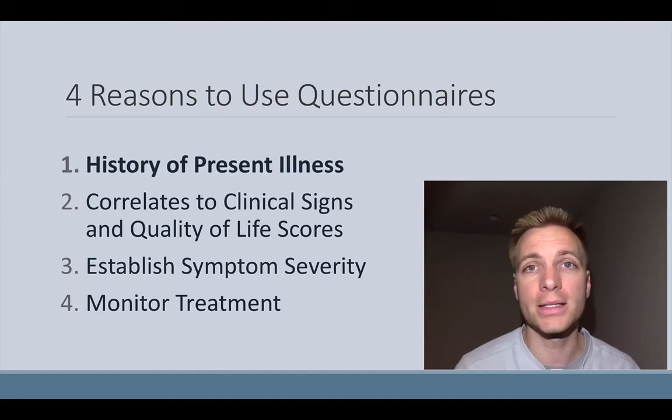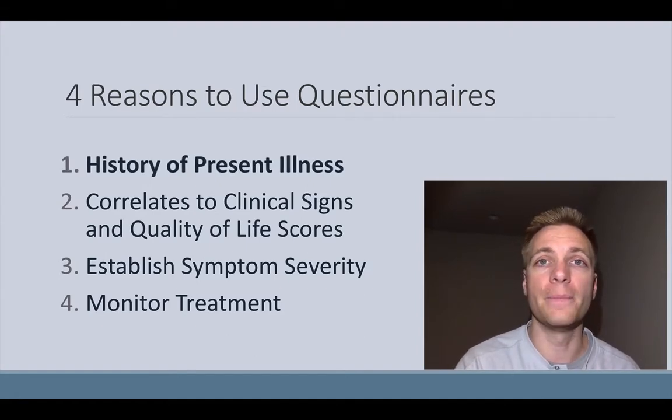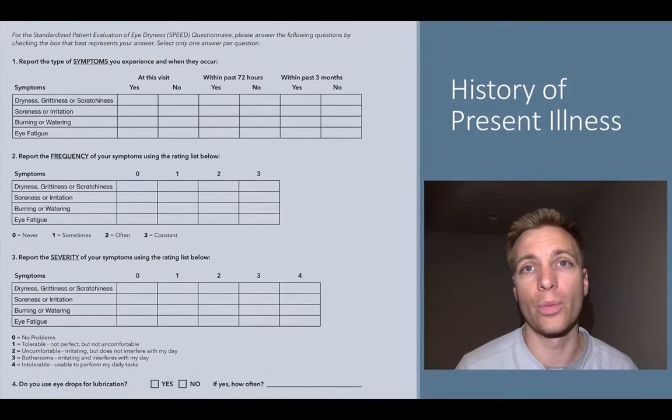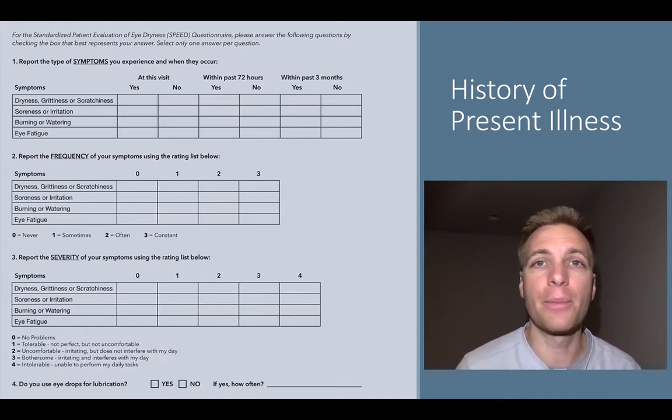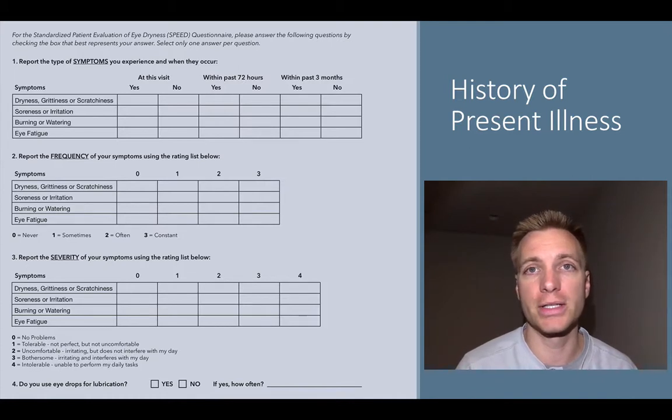I'd be remiss if I didn't talk about the reasons from a billing standpoint that it's helpful for us to use standardized questionnaires in our practices. This is an example of SPEED, and the SPEED questionnaire really allows us to very quickly assess 4 different areas. If we think about our HPI, our history of present illness, you've already got your 4 elements of history of present illness.